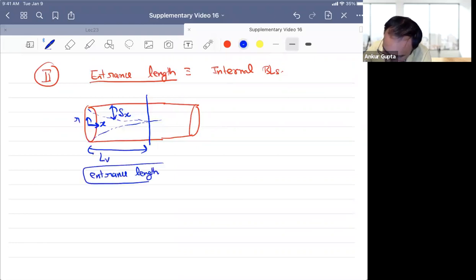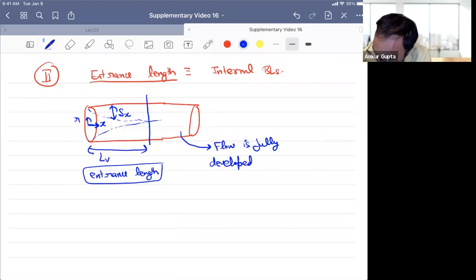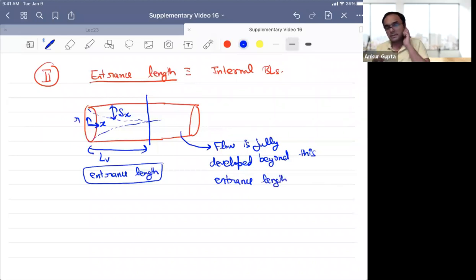Okay. And after the entrance length, the flow becomes fully developed. So the flow is fully developed beyond this entrance length. So we had used this in part 2 of the course, where we kept referring to this fully developed assumption. But what does that mean? It actually has implicitly this idea of boundary layers coming together and meeting.